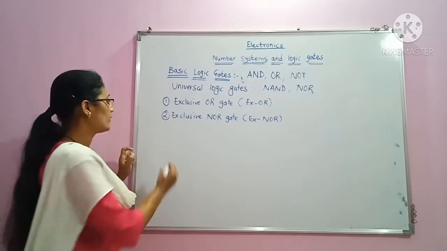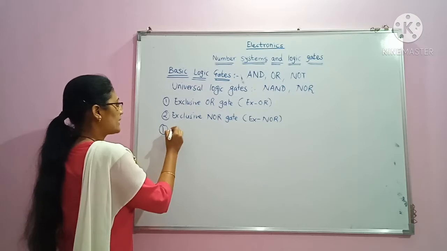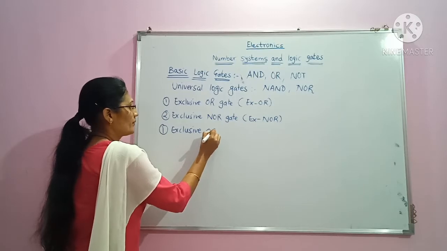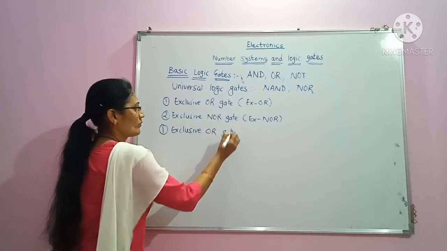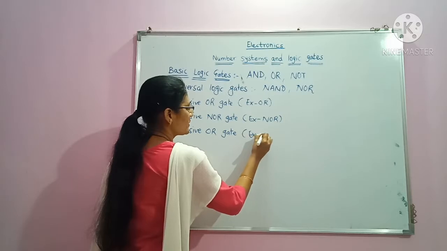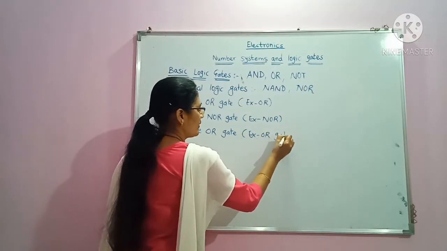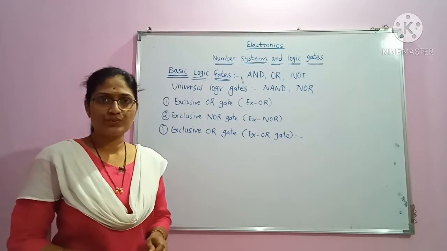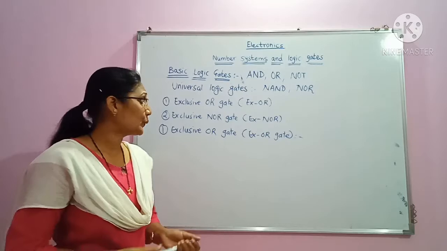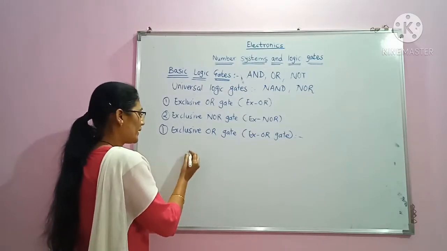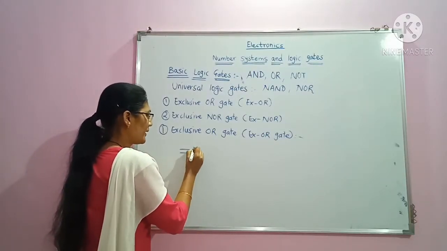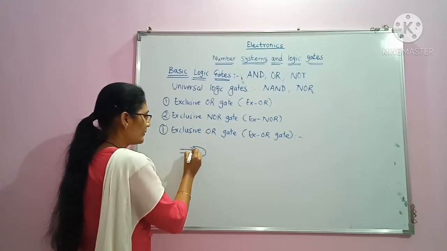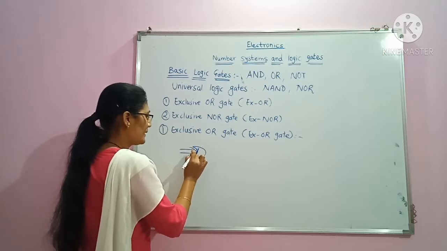XOR gate or XNOR gate. So let's start our lecture by understanding what is exclusive OR gate, or XOR gate. XOR gate is widely used in digital systems. The symbol of exclusive OR gate is similar to OR gate because it is an OR gate, and its symbol is represented in this way.